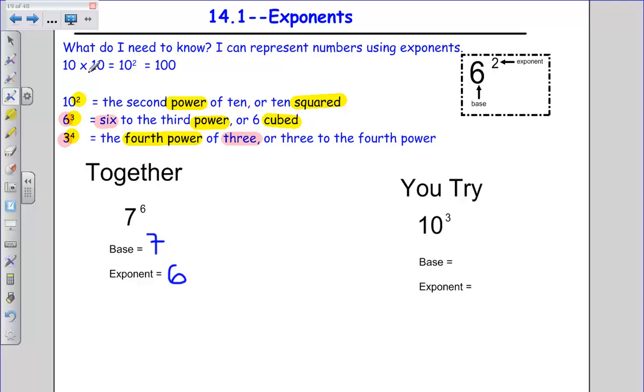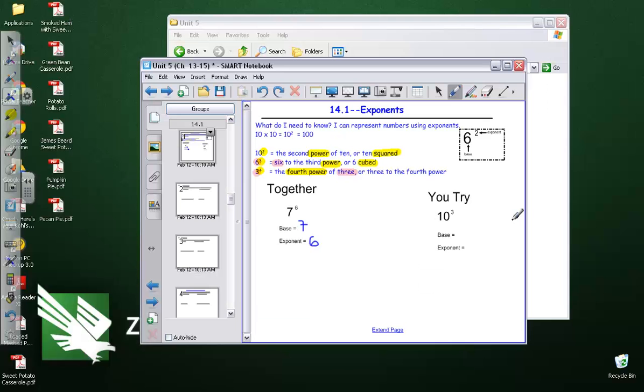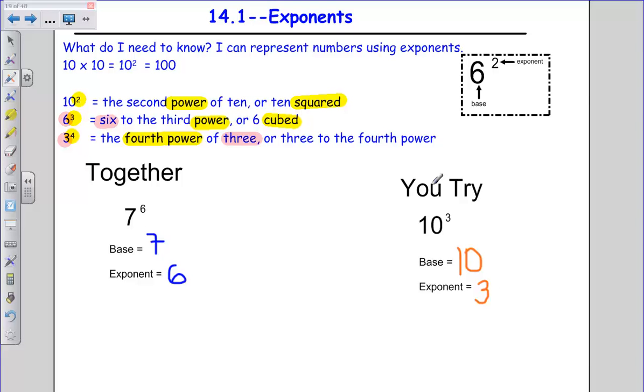Now why don't you pause the video and do the you try problem and identify, in 10 to the third power, what is the base and what is the exponent. Alright, in identifying 10 to the third, you should have a base of 10 and an exponent of 3.